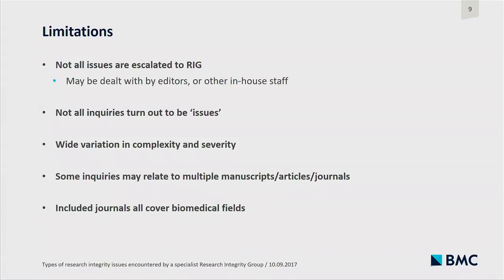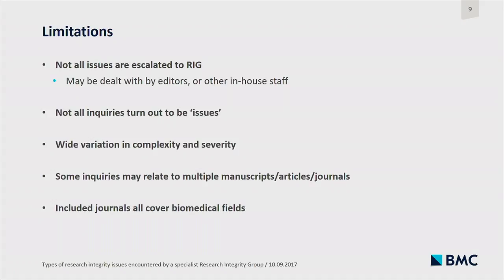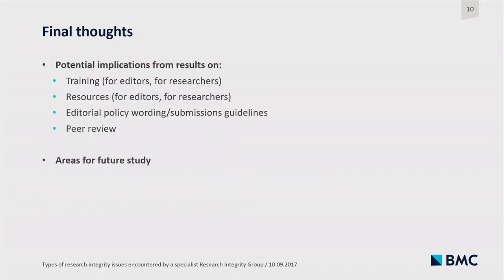Now, there's quite a few limitations to bear in mind when interpreting this data. There's no requirement for editors to escalate issues to the Research Integrity Group. We're there to provide support as and when they need it. So it may be that the editors are dealing with many issues themselves, or their in-house contacts are comfortable dealing with particular issues. Not all of the things raised to us turn out to be issues, and we're seeing a wide variation in complexity and severity of the types of issues. Some of them may relate to just one manuscript, but some will relate to multiple manuscripts, which could span different journals. But the way we've analysed our data, these would be categorized as one query. And all of these journals are biomedical journals, so we couldn't necessarily extrapolate this data to other fields.